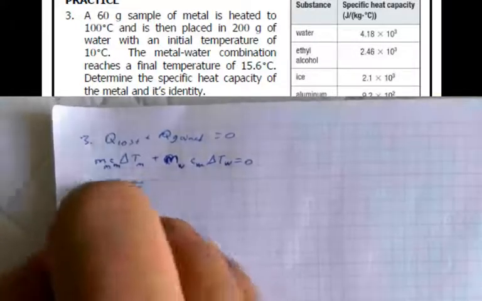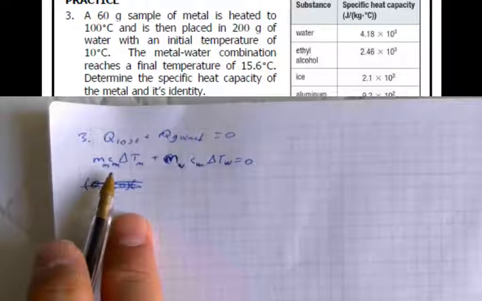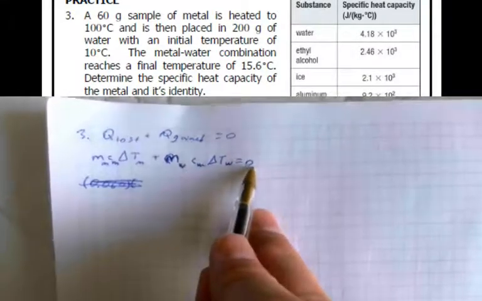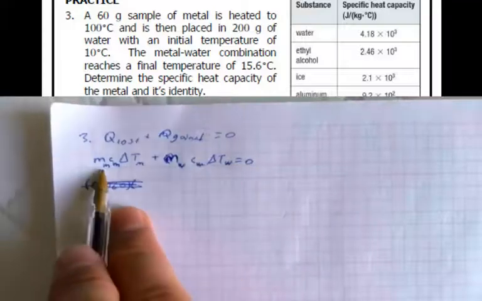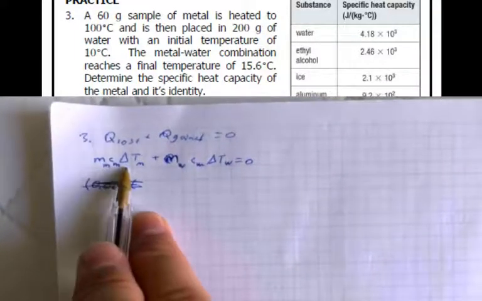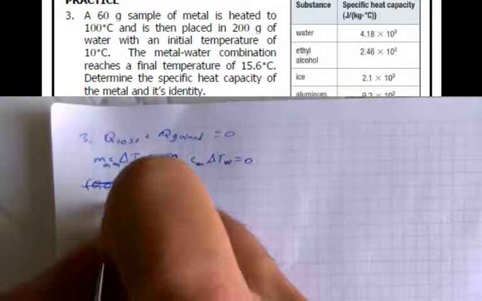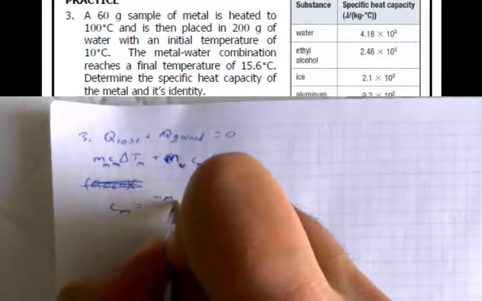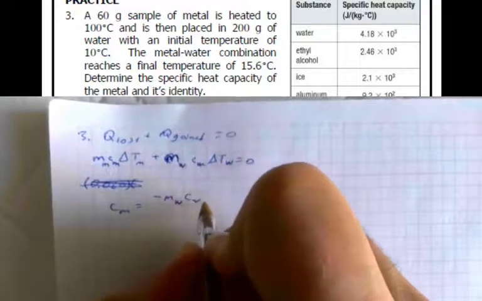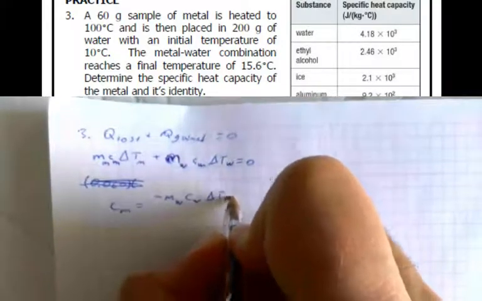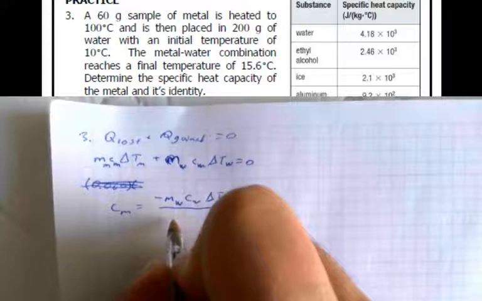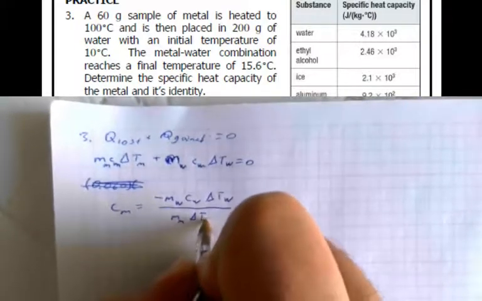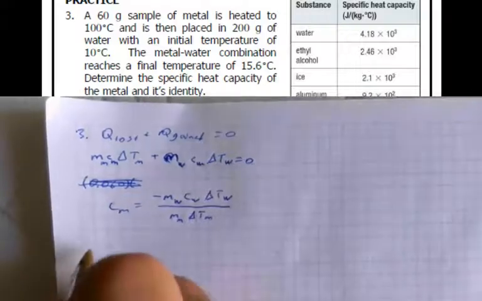Sorry, I should do that first. I have to rearrange this to solve for Cm. So that would move to the other side of the equation and become negative. I would divide by the delta Tm and the mm. So my Cm equals negative mass of the water times specific heat capacity of the water times the change in the water's temperature, divided by the mass of the metal times the temperature change of the metal. That's my full equation.